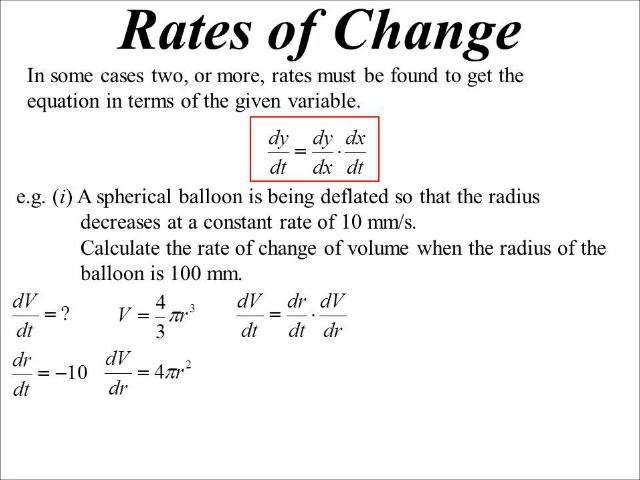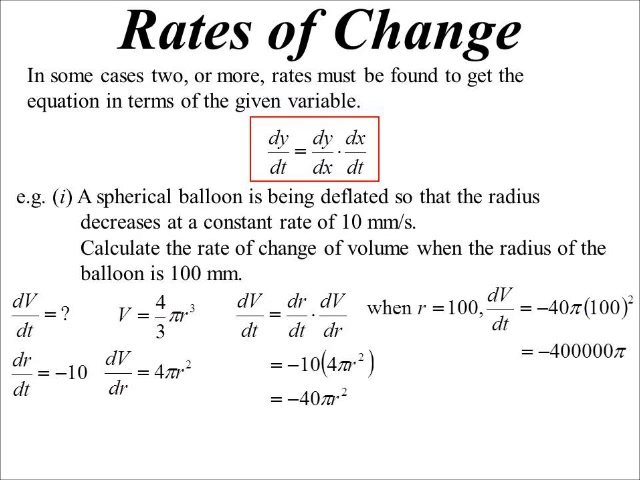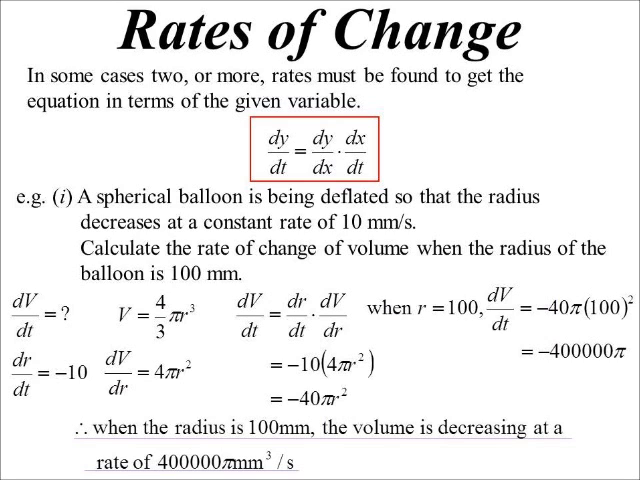So we can now create a formula. Negative 10 times 4 pi r squared, negative 40 pi r squared. We wanted it when the radius is, where is it? There we are, 100 millimeters. So subbing in, we get minus 400,000 pi millimeters cubed per second. There we go.